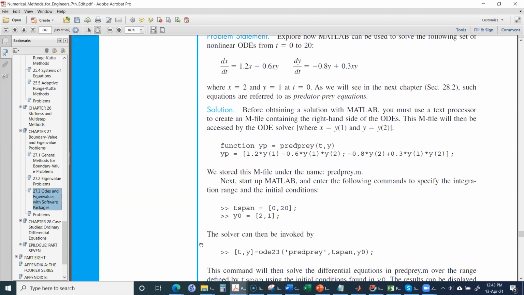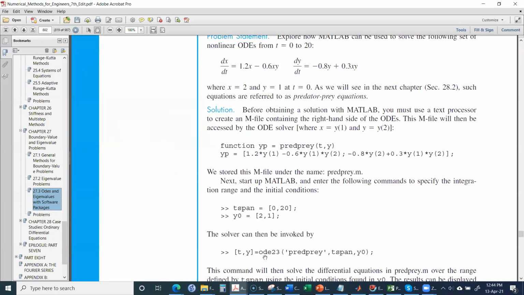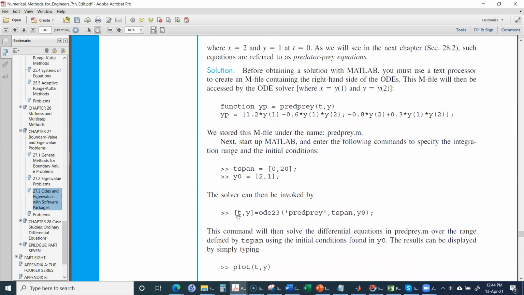So y0 is represented by 2, 1. So now I can apply the solver. In this case, this example has applied another solver, but we can apply any other, such as 4, 5 as well. So 2, 3 is another ODE solver. So it can be applied like this as well.